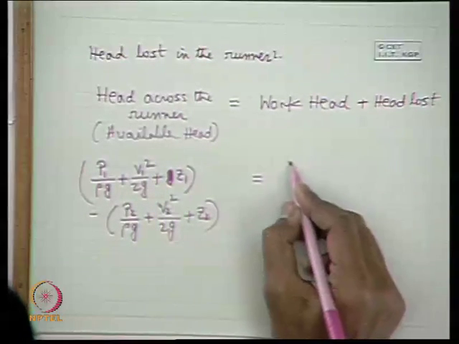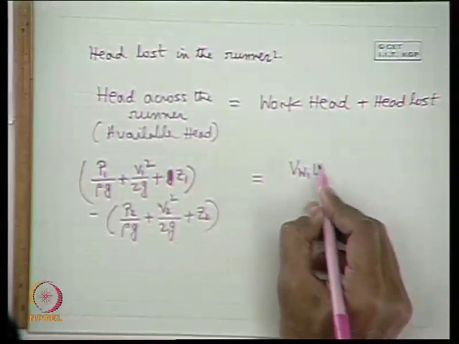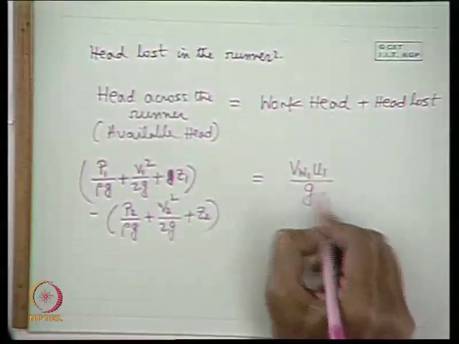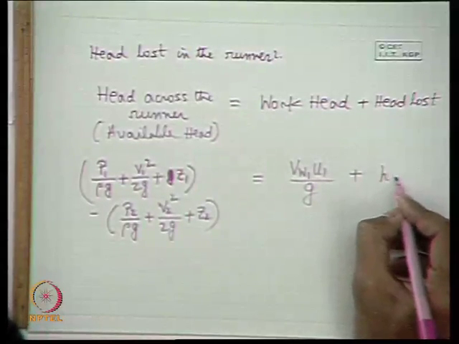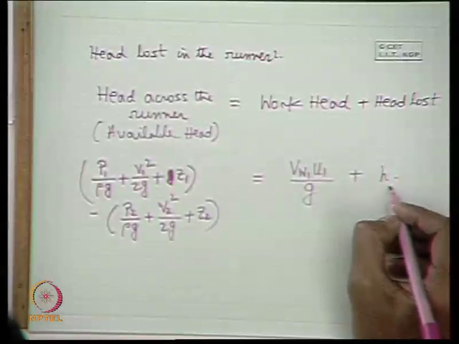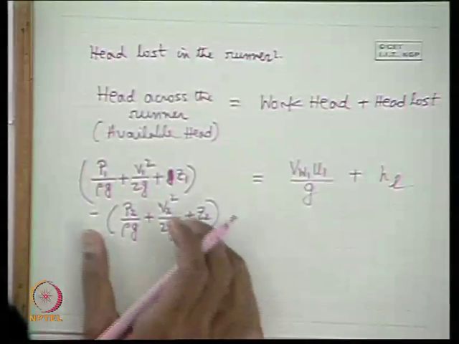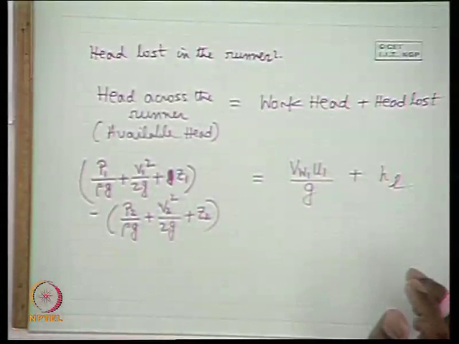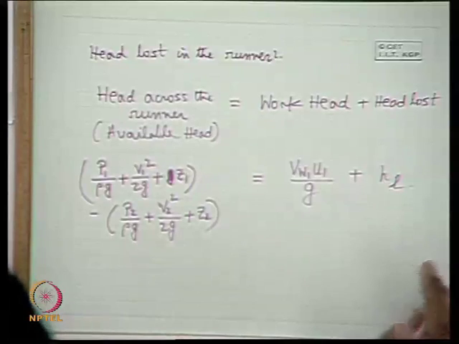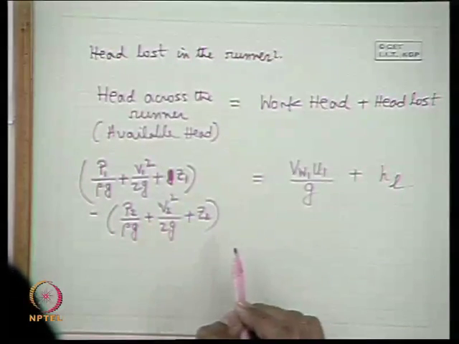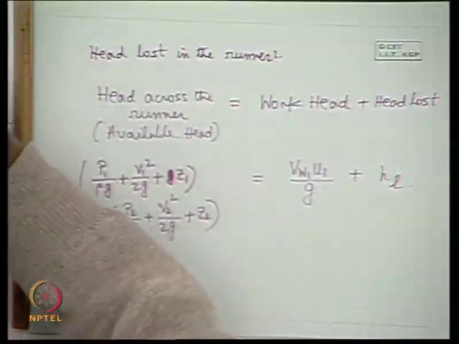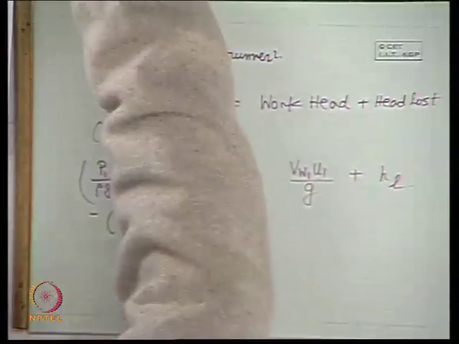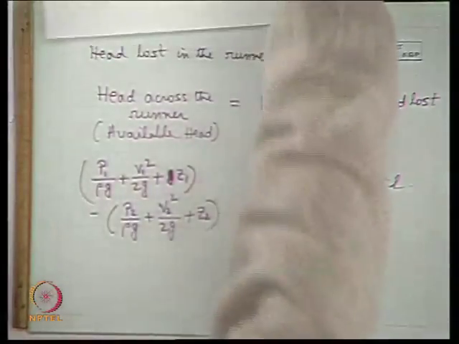And what is this VW1? In this case, there is no whirl, tangential component of velocity. This is HL, rather, head loss. So, these things are clear. We have been given this head available. What is the value? Head available to the runner.